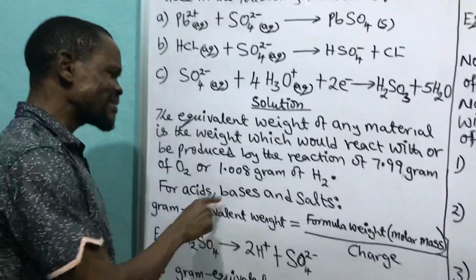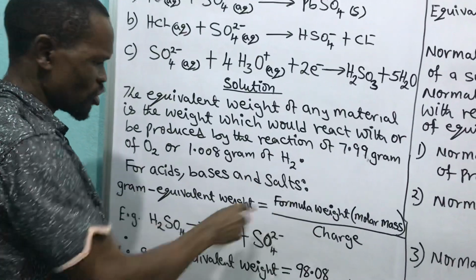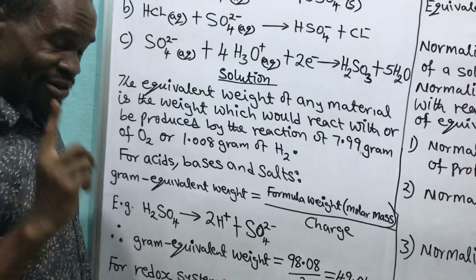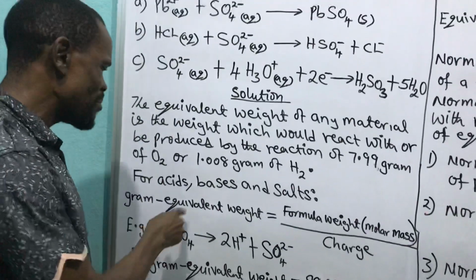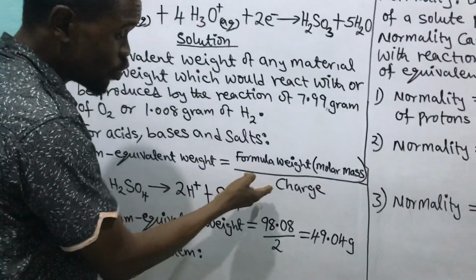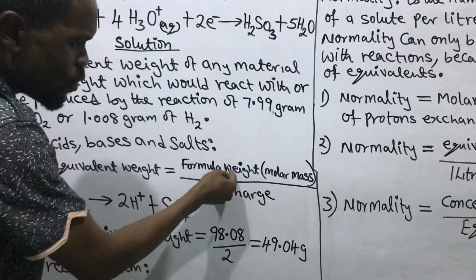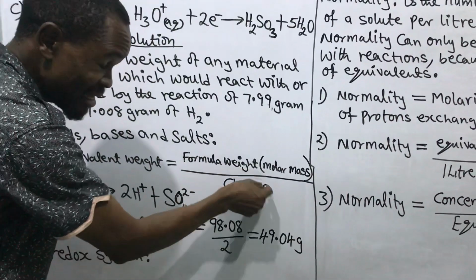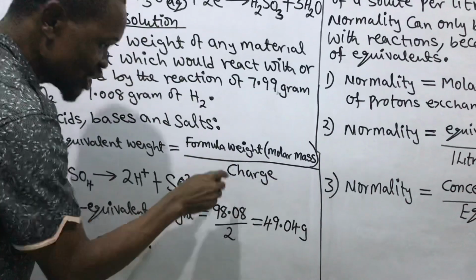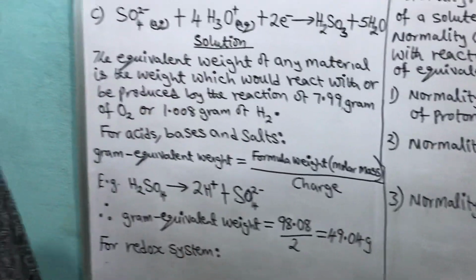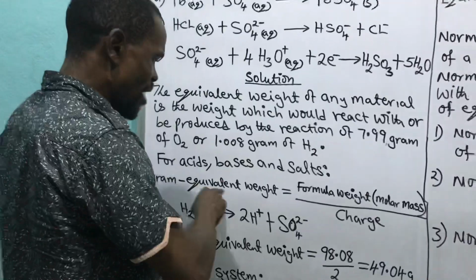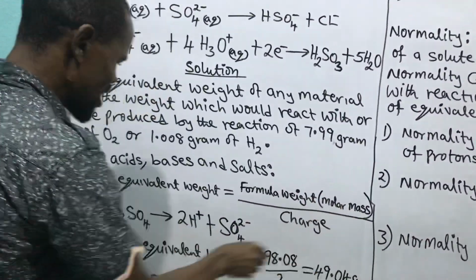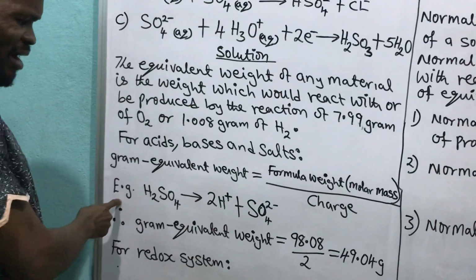Then we said for acid, base or salt, gram equivalent weight, that is equivalent weight in gram, is equal to formula weight, which we call molar mass, over charge. Let us understand what I mean by this. Gram equivalent weight equals formula weight, which we call molar mass, over charge.